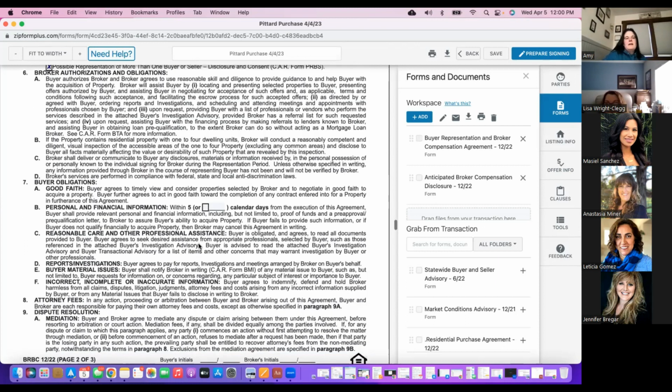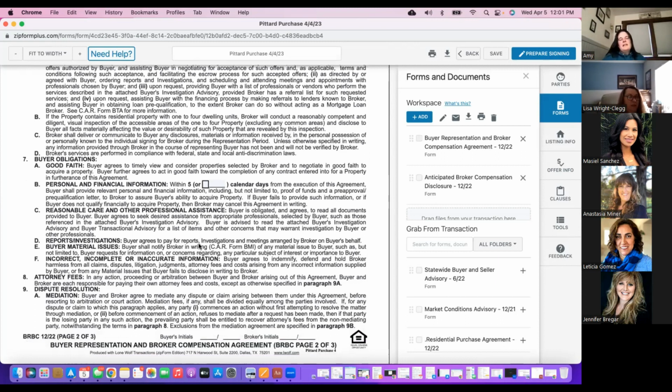All right, buyer obligations. The buyer has obligations as well to act in good faith. They agree to timely view and consider properties selected by the broker and to negotiate in good faith to acquire the property. Buyer further agrees to act in good faith towards the completion of any contract entered into for property in furtherance of this agreement. Personal and financial information within 5 calendar days from the execution of this agreement. Buyer shall provide relevant personal and financial information, including but not limited to proof of funds and pre-approval or pre-qualification letter to broker to assure buyer's ability to acquire property.